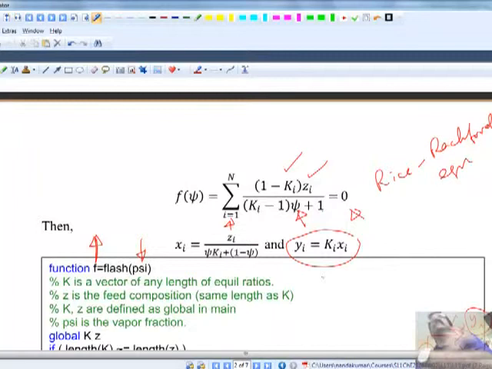So you guys want to give it a try? How many of you can take the derivative? Only a few are confident enough.